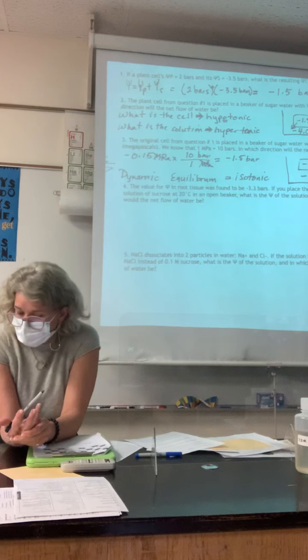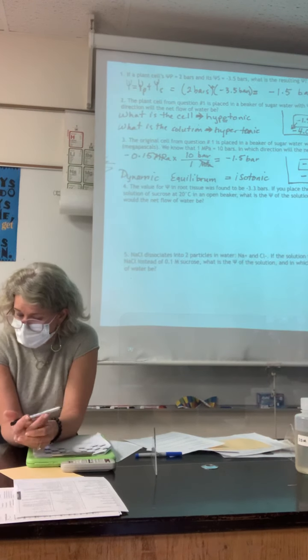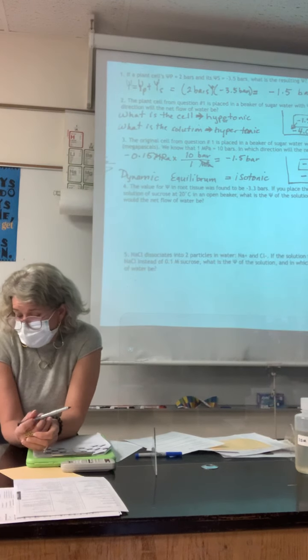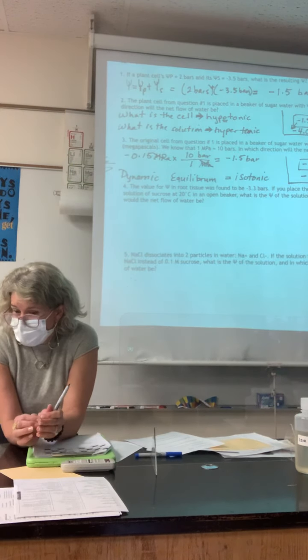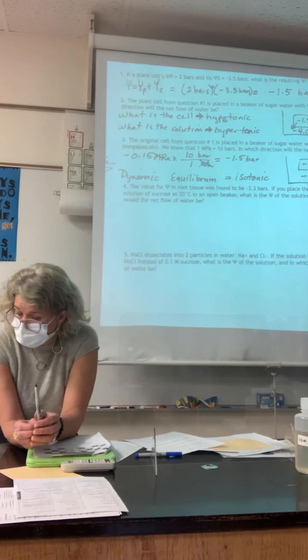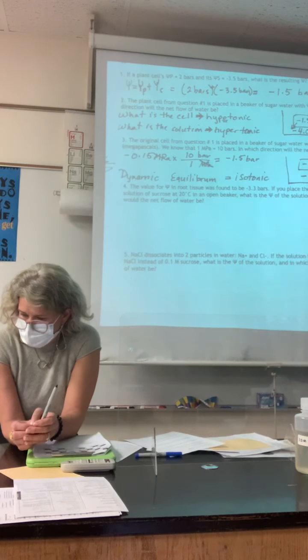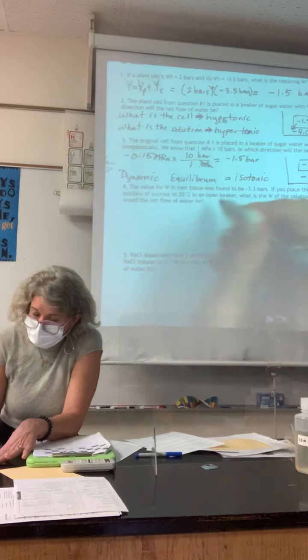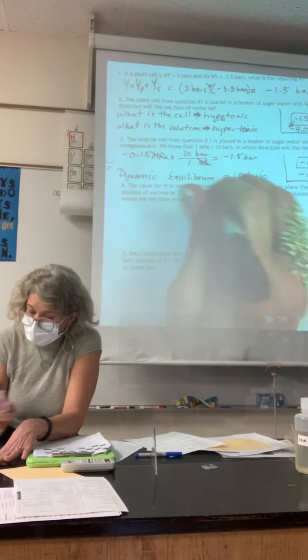Okay, we're going to get a little more complicated with our water potential problems because we're going to add concentrations of solutions. The value for water potential in root tissue was found to be negative 3.3 bars. If you place the root tissue in a 0.1 molar solution of sucrose, hint, hint, at 20 degrees Celsius in an open beaker, which is also a hint, we're going to use that in our problem.